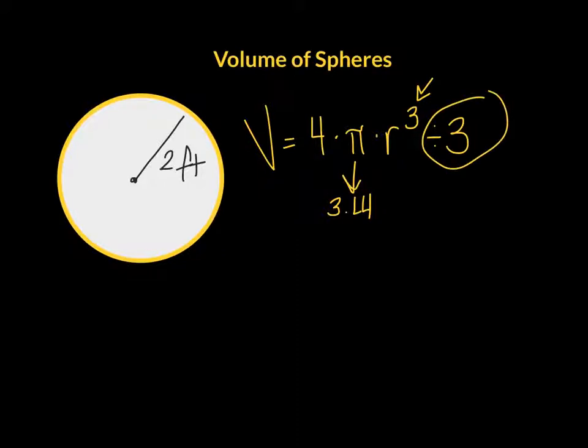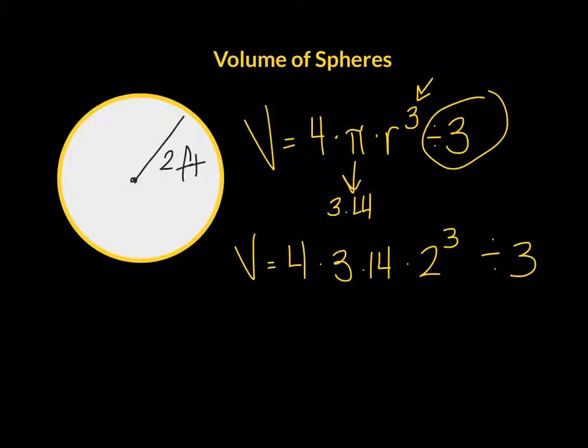So let's go ahead and complete this problem over here. So we're going to have volume equals 4 times 3.14 times 2 cubed, and then finally divided by 3. Let's do the exponent first, just like order of operations tells us to do. So 2 cubed means 2 times 2 times 2. So it's not just 2 times 3 to get 6. Really what we want to do is 2 times 2 to get 4, times another 2, which gets you 8.